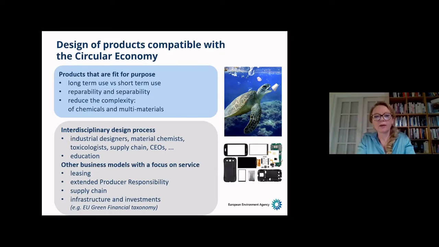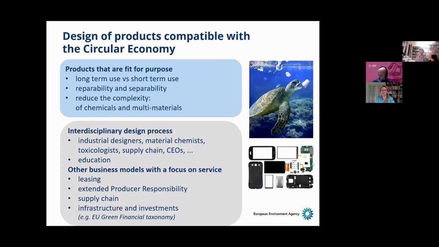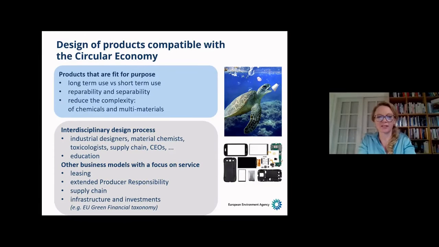We need to think also about the interdisciplinarity of the design process. So it's not just what I mentioned before about the study designs to study the toxicity, but also in the design of the materials to bring together different types of people: industrial designers, material chemists, toxicologists, the supply chain, and the CEOs, I guess. And for that, you also need some education so people can talk together and understand what the purposes are, what we are here for, and understand each other's language.